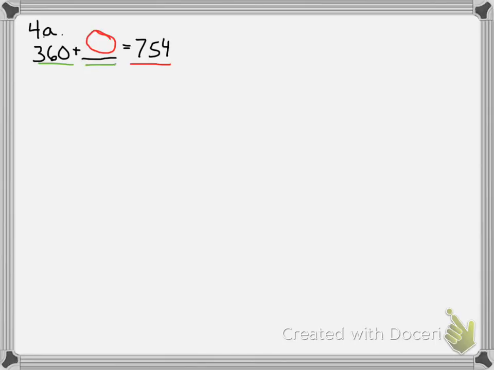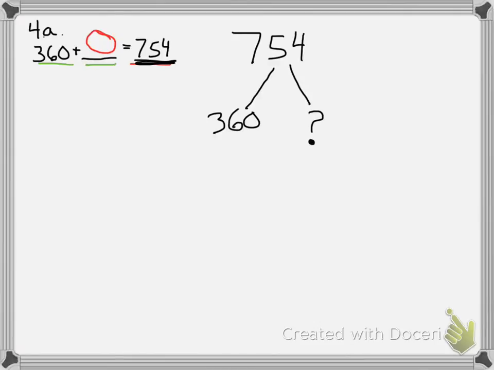So let's take a look at the number bond for this. And so I know that 754 is going to be my whole, because this is an addition problem after all. And then I know that I have 360 on one side and a question mark on the other side. And so when we have a whole and one of the parts, how do we find the other part? So here's where I'm going to have you go ahead and pause and try this one on your own.